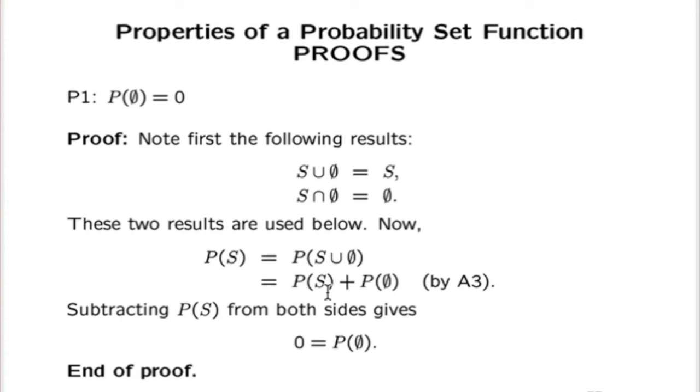Well, now I can subtract the probability of S from both sides, and what that leaves is 0 being equal to the probability of the empty set. And so that is the exact result that we were wanting to show. So that ends the proof. That's how we do this, and you see that all we did was use some of the axioms, and in particular, we used axiom 3. We also used the fact that if the intersection of two sets or two events is the empty set, then those two events are mutually exclusive.